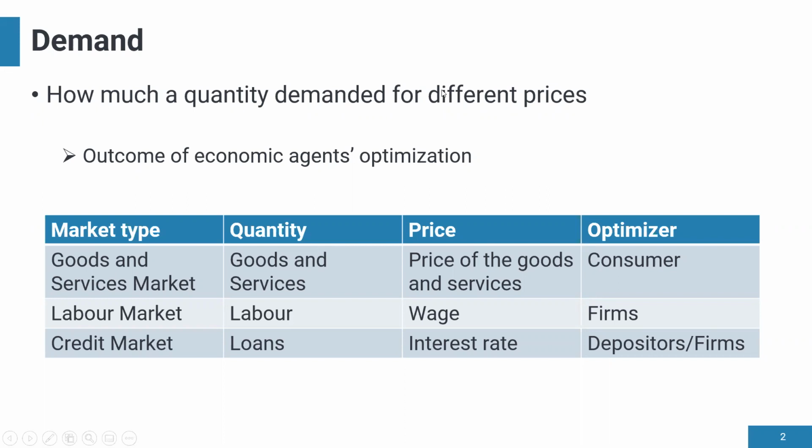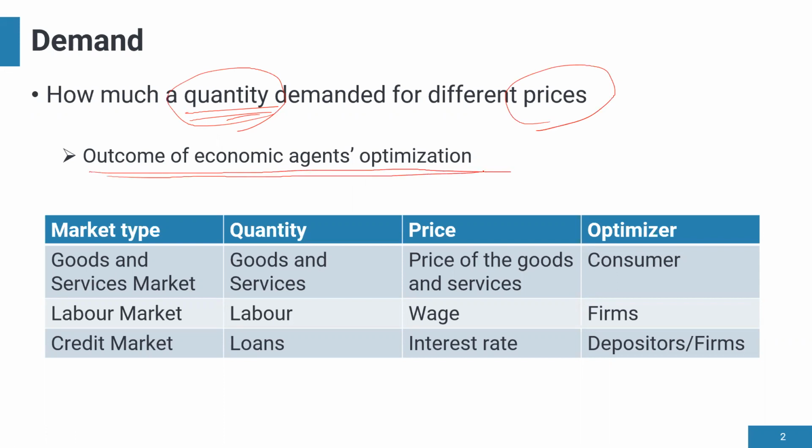What you have to see here is demand: how much quantity is demanded for different prices. That is the demand function. And this is the outcome of an economic agent's optimization or maximization. For example, the quantity and the price here are in a very generalized sense. Let's take a few cases.